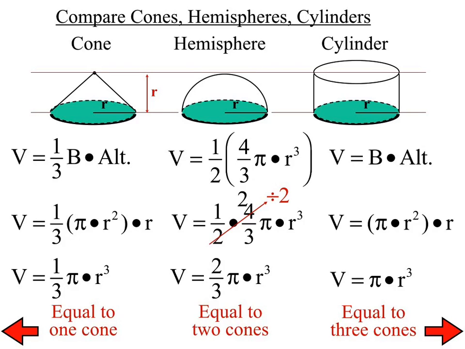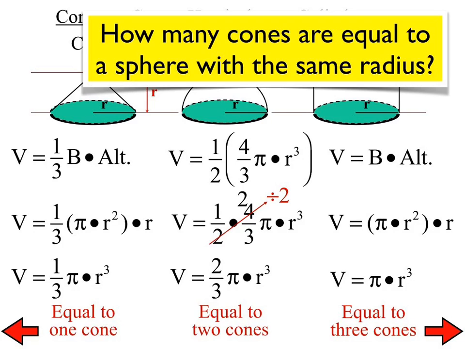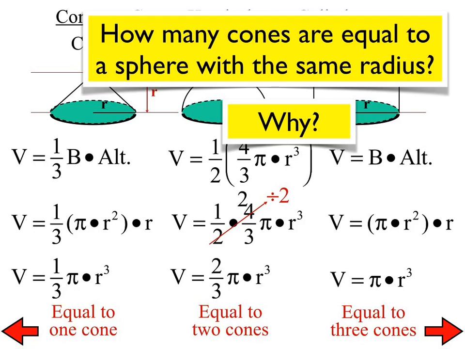But my last question to you is, if I extended this out to a sphere, how many cones are equal to a sphere with the same radius? 4 of them. And that's where volume equals 4/3 pi r cubed. Cone, volume equals 1/3 pi r cubed. Hemisphere, volume equals 2/3 pi r cubed. Cylinder, volume equals 3/3 pi r cubed. And sphere, volume equals 4/3 pi r cubed. Okay?